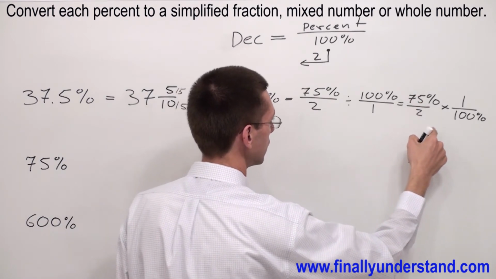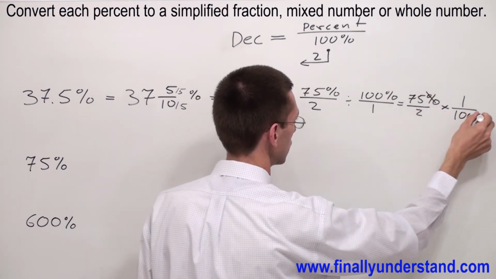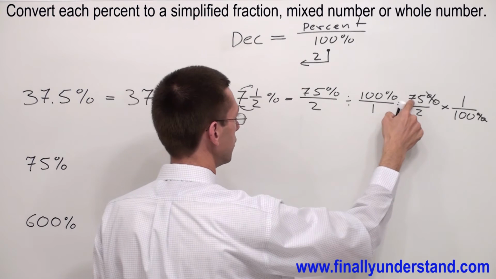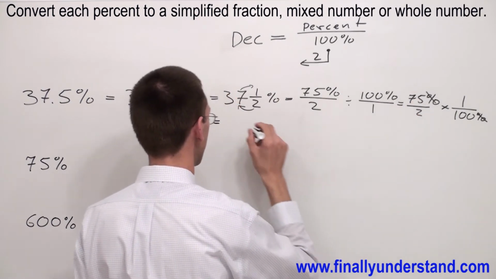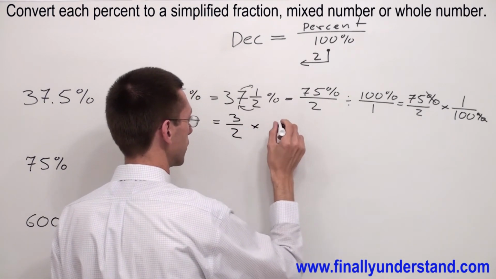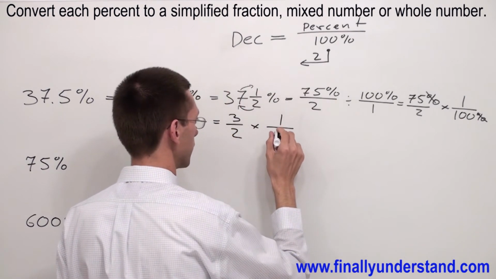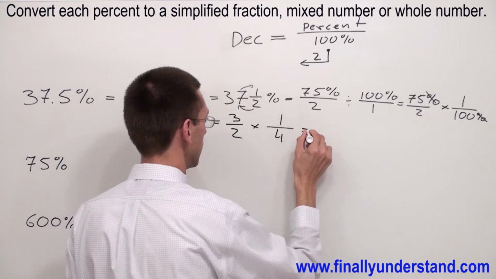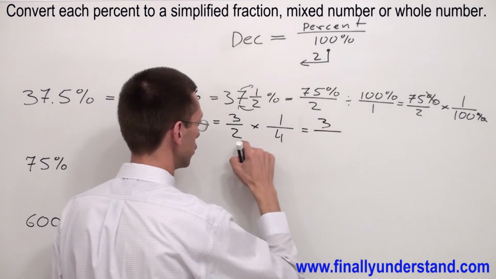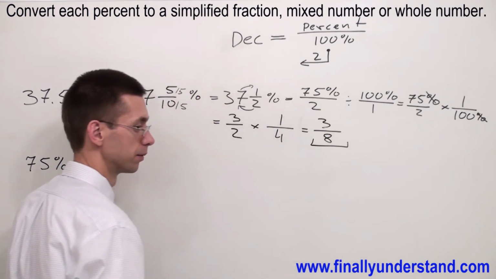75 and 100, both of them are divisible by 25. Percent and percent also are going to cancel out. Okay, so I'm going to have 75 divided by 25 is 3, over 2 times 1 over 100 divided by 25 is equal 4. Now I can perform the multiplication. 3 times 1 is 3. 2 times 4 is 8. This is the solution to my problem.